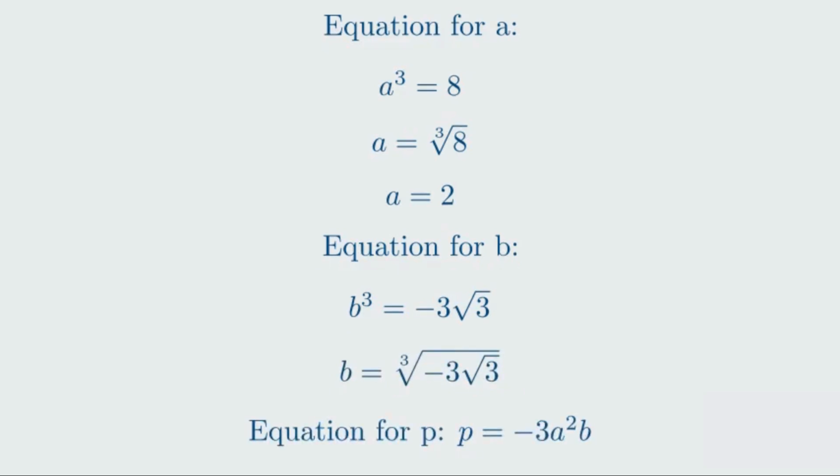Our goal is to find p, and the equation for p is p equals negative 3a squared b. We already have a, which is 2. If we can find b in a simpler way, our calculation will be easier. Let's re-examine our system of equations. We found a equals 2. We have the equation for b, but it looks complex. We also have another equation. 3ab squared equals 18. This one looks promising.